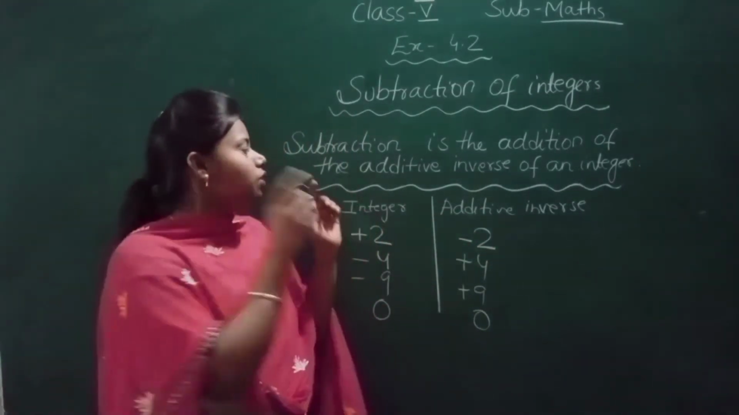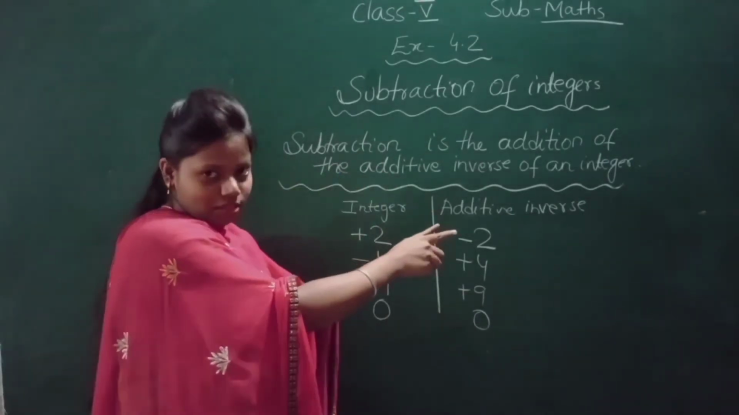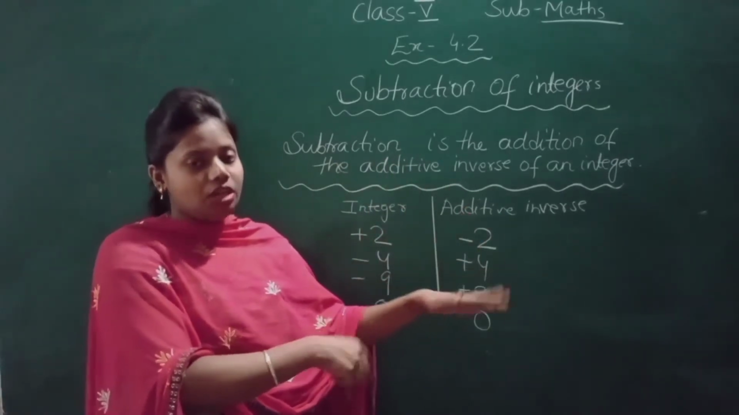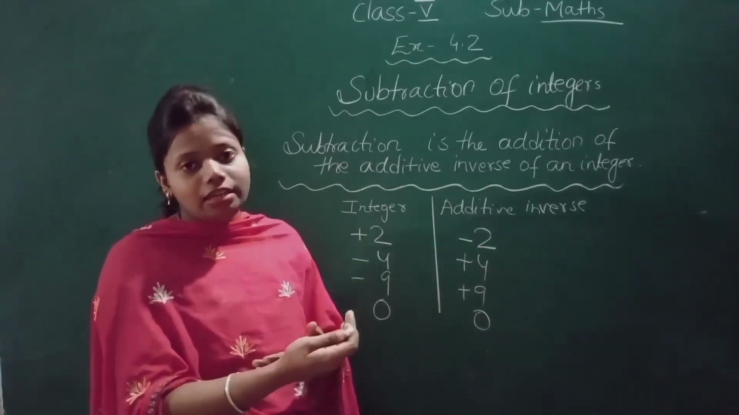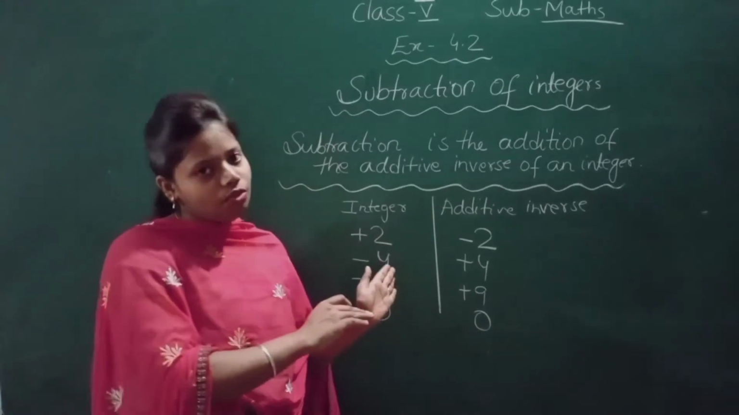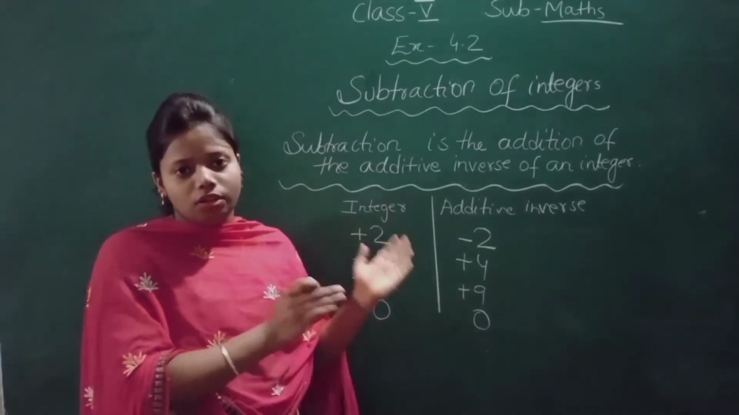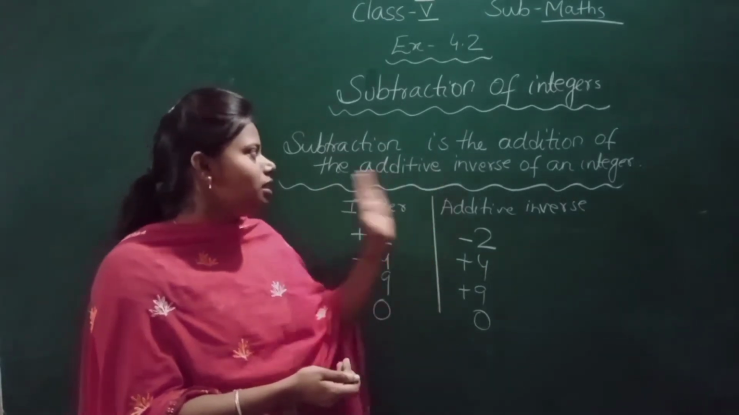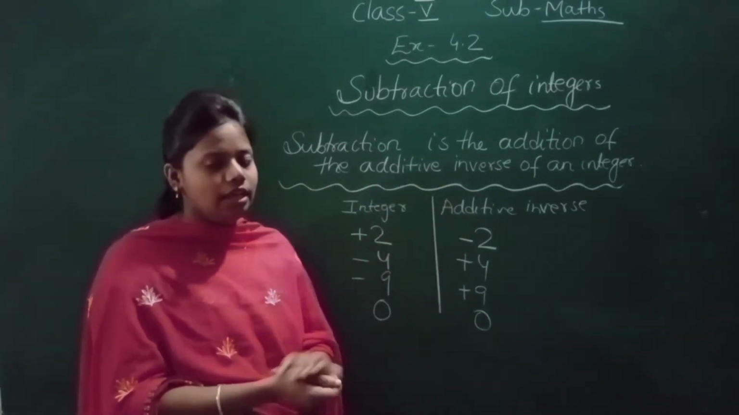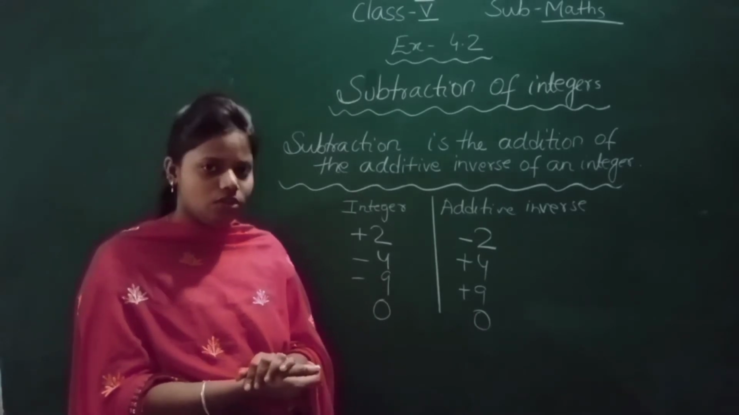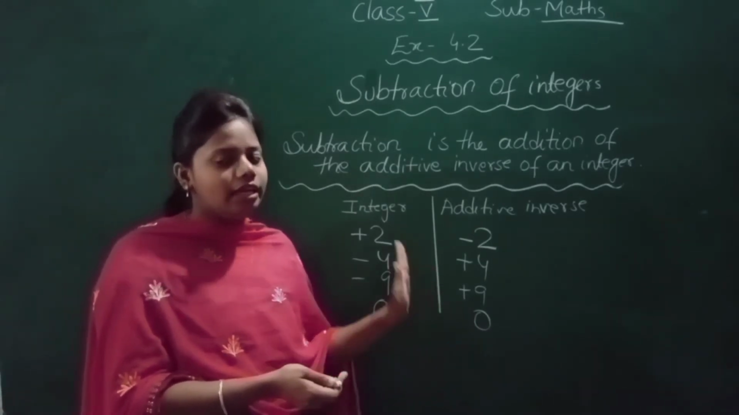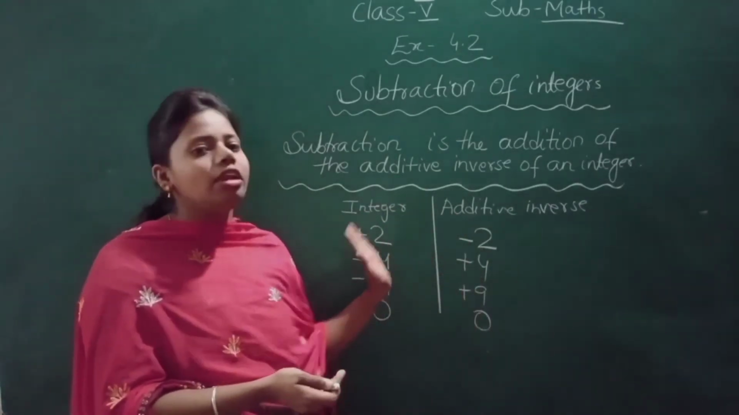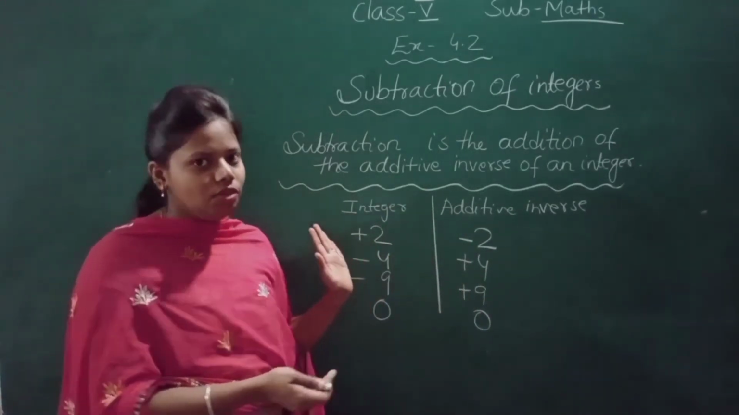So we are going to do here, subtraction is the addition. We will do addition of what? Additive inverse of the integer. Whatever integer is given, we will write the additive inverse first, then we will do the addition, whatever the question will be. So what is subtraction? Subtraction is the addition of the additive inverse of an integer, and I hope you have understood that additive inverse means the opposite of the integer. Whatever integer is given, that opposite. Now let me give you one example, then you will understand.